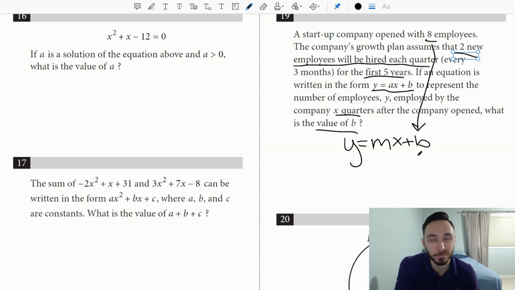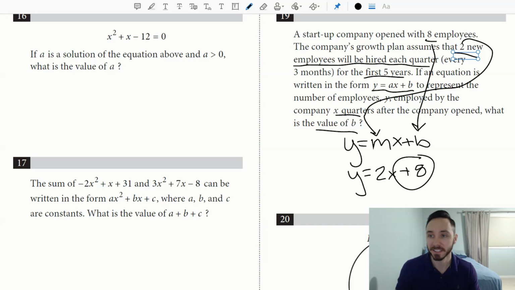If we were to keep going and finish this model, it does give you that every 3 months, every quarter, you get 2 people. So your m value is equal to 2. We have an equation of simply 2x plus 8. It's just saying that that's the starting value. They gave you a little bit more information than you needed here. All you need to know is that in mx plus b, b is your starting value, your starting point. You open with 8 employees from the very first sentence.